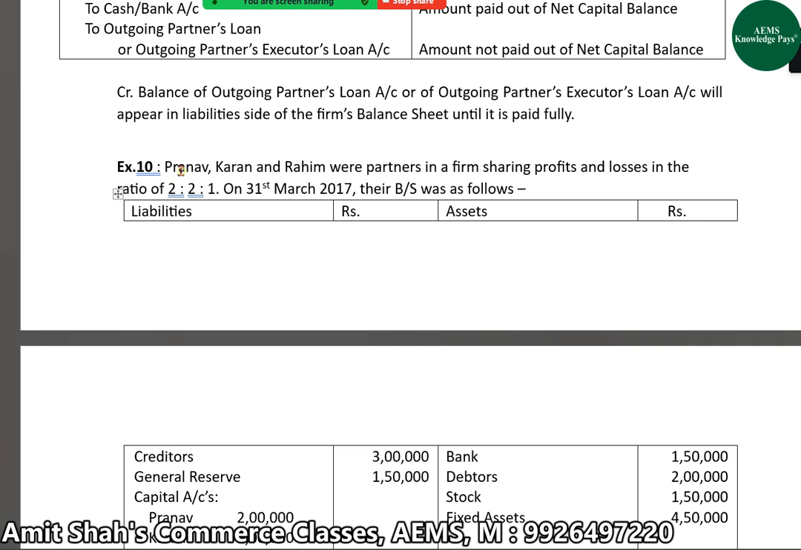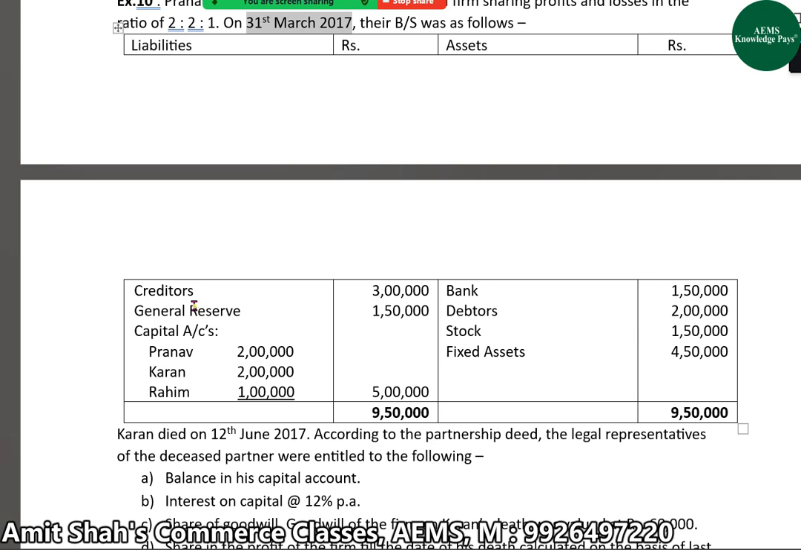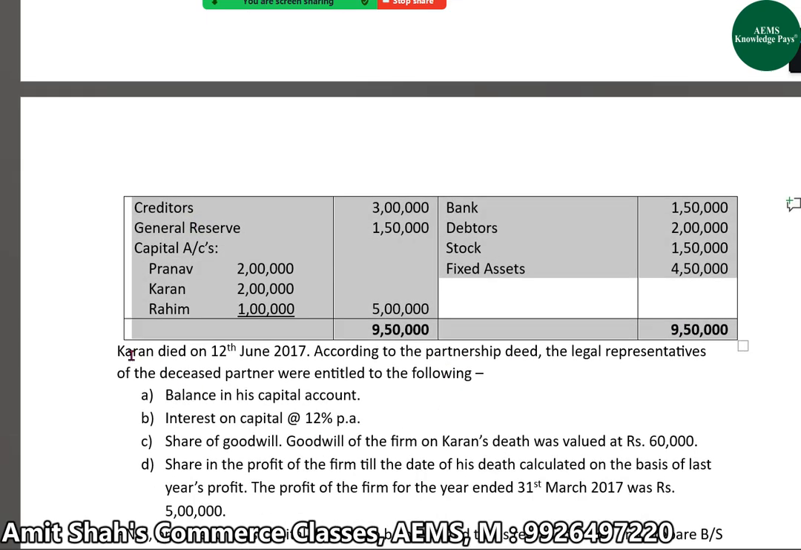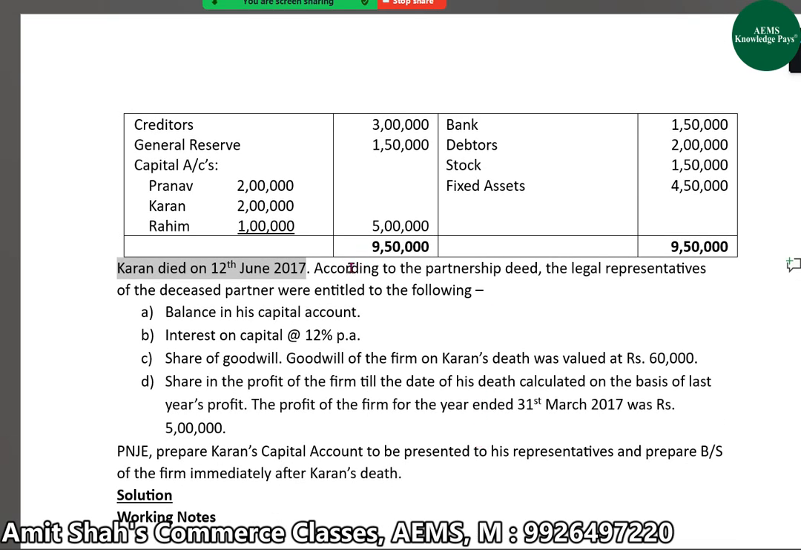Okay, so guys, here there were three partners, Pranav, Karan, and Rahim, and they were sharing profits and losses in 2:1. On 31st March 2017, their balance sheet is given to us. After the balance sheet date, on 12th June 2017, Karan died. According to the partnership deed, the legal representatives of the deceased partner were entitled to the following: balance in his capital account, share of goodwill, and goodwill of the firm, as valued on Karan's death, was 60,000. Share in profits of the firm till the date of his death.